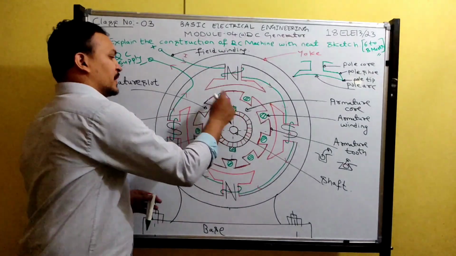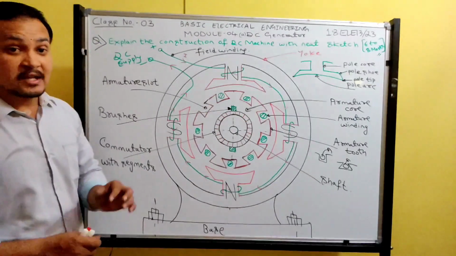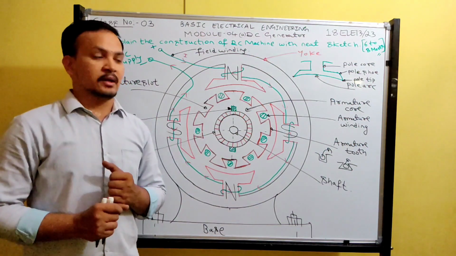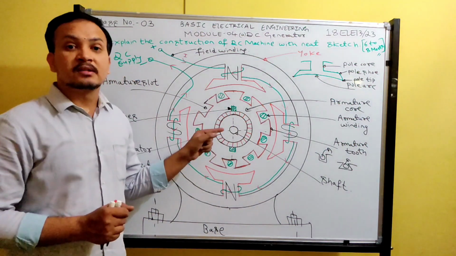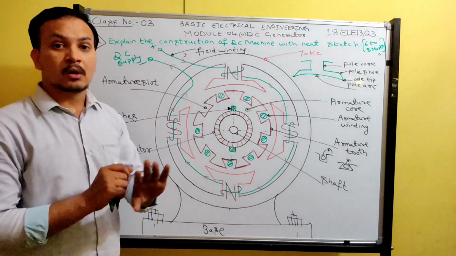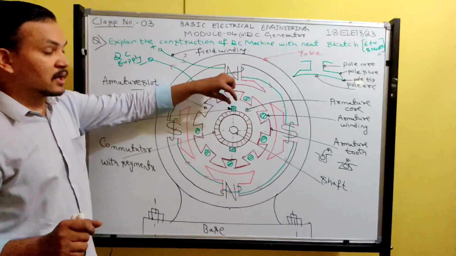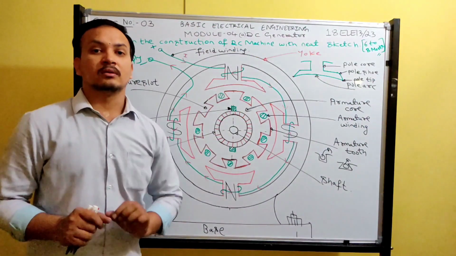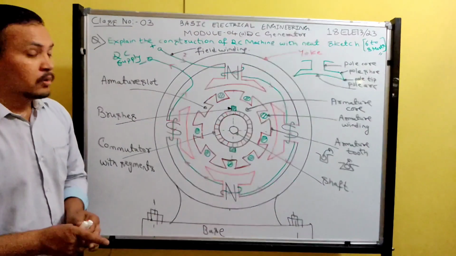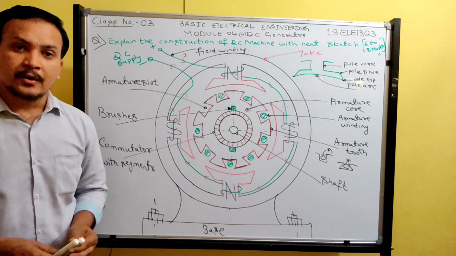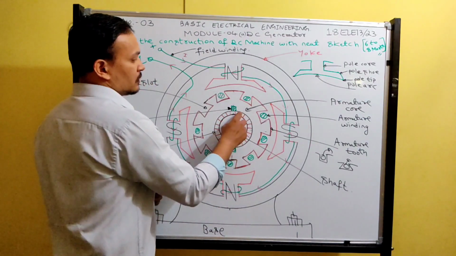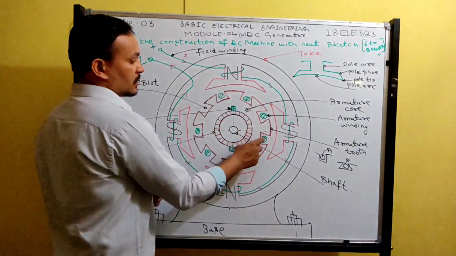Next is brushes. What is the major function of the brush? The brushes collect the induced quantity from the commutator segments. But the commutator is rotating and the brushes will not rotate. The brushes have fixed contact on the commutator segments. Then where do the commutator segments collect the induced quantity from? The commutator segments collect the induced quantity from the armature conductors.